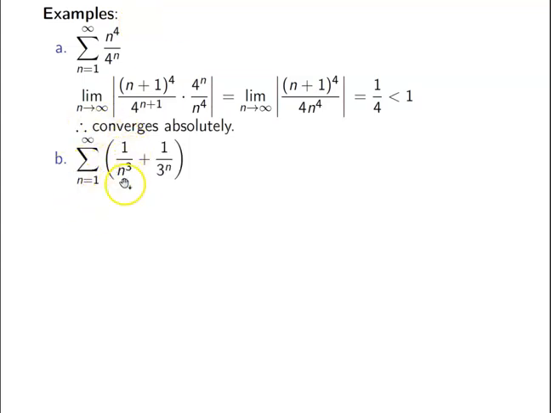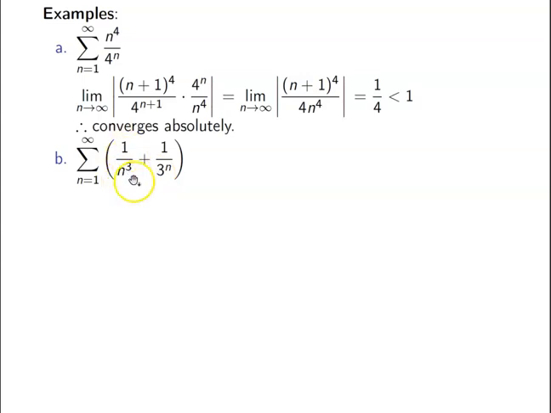So here I have 1 over n cubed plus 1 over 3 to the n. If I were to do something like the ratio test, I could do it, but it'll be a little bit funky. It's completely doable though. The root test wouldn't work so much because these are being added. So if I did the nth root, I'm not actually going to get rid of this root.